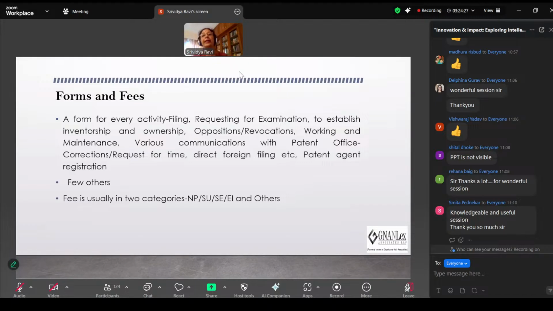So that is the encouragement given to individual innovators, to education institutes, of course, to startups because they're just starting things, and to small entities who don't have very huge resources. This is the incentive given by the government to encourage you to protect your innovations through patents.